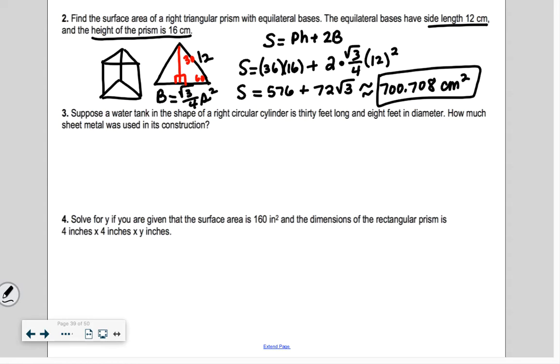I was so speedy. All right, so suppose a water tank in the shape of a right circular cylinder. So we have a water tank. It looks like this.